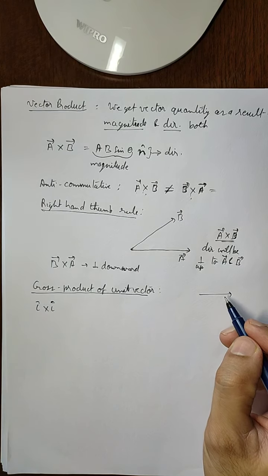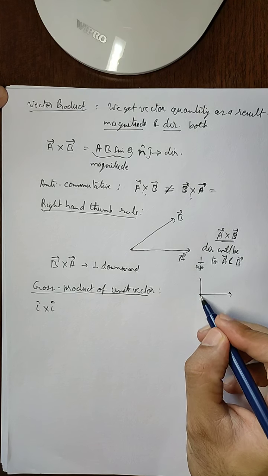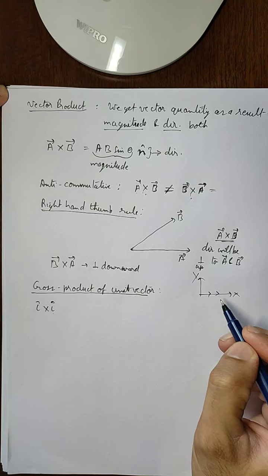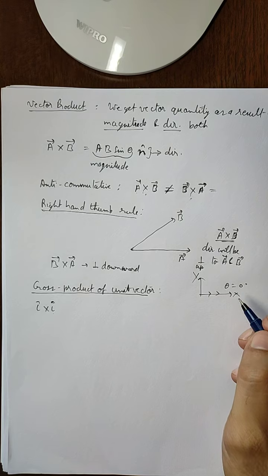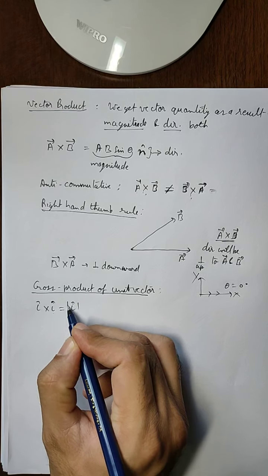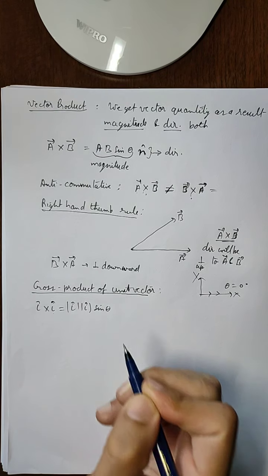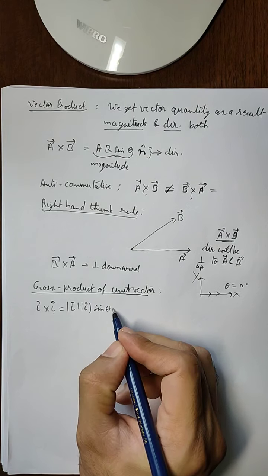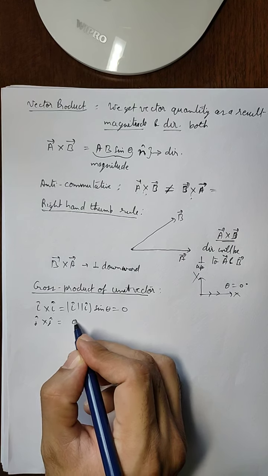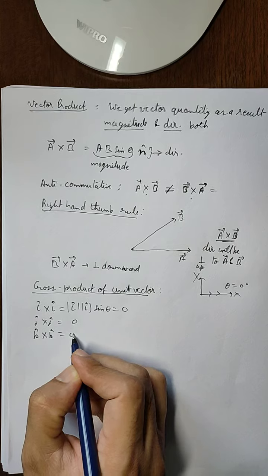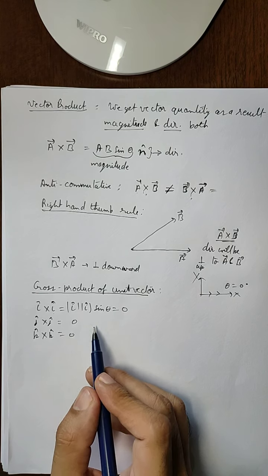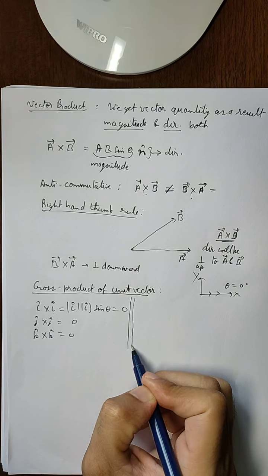Now if this is the x axis and this is the y axis, i cap will be in this direction, and the other i cap will also be in this direction. That means theta between them is 0 degree. So if I am doing i cap cross i cap, it will be equal to this, and sine 0 degree will be 0. That means this will be equal to 0. Similarly, j cap cross j cap will be equal to 0. k cap cross k cap will also be equal to 0. So if we are cross multiplying a unit vector with itself, then the result we are going to get is 0.